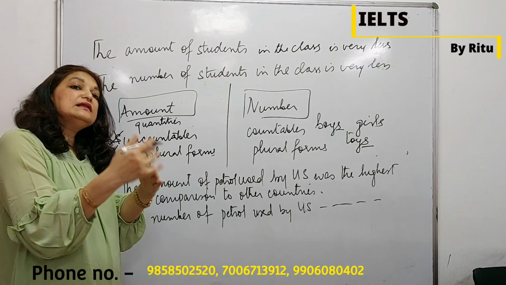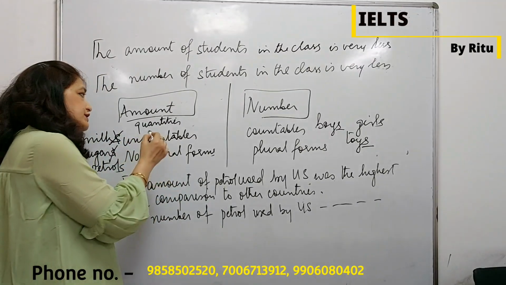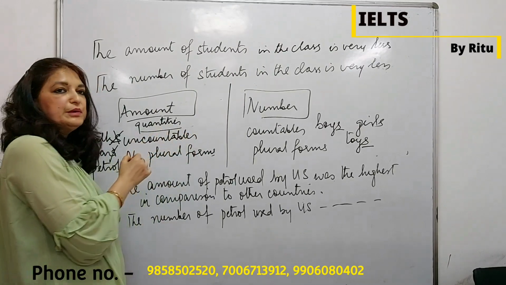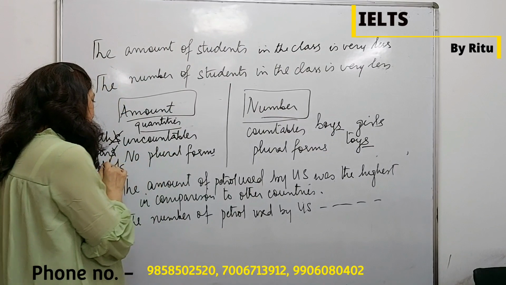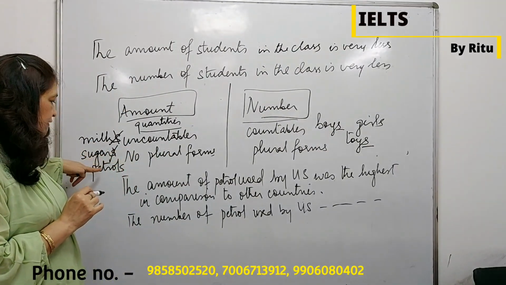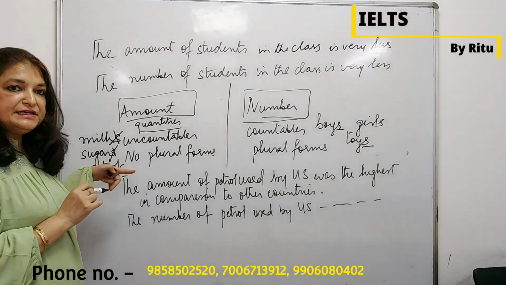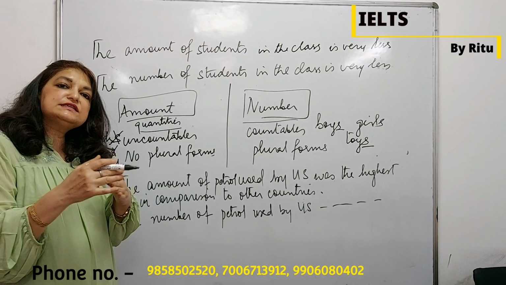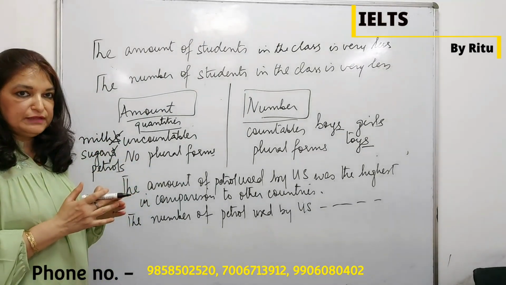How are these uncountable nouns then measured? We have units to measure them. So these can be called adjectives of quantity, and these are called adjectives of number. For example, I can say I bought 1 liter of milk. My car has 2 liters of petrol. I bought 1 kg of sugar. So I'm using some units to measure them whenever I'm talking about uncountable nouns.